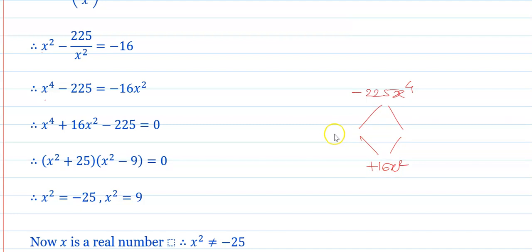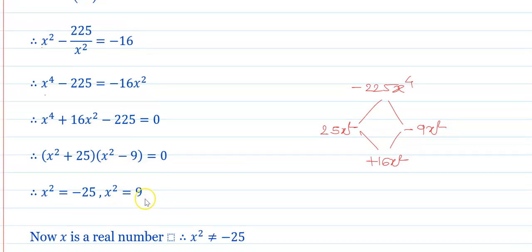So what will the factors be? That is 25x square minus 9x square. Hence the factors are (x square plus 25) into (x square minus 9), and that is equal to 0. Therefore x square is equal to -25 and x square is equal to 9.